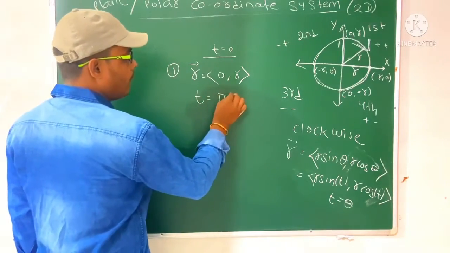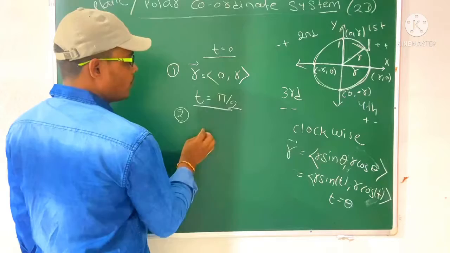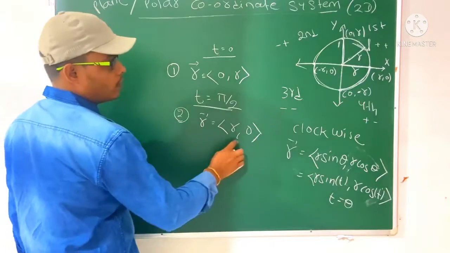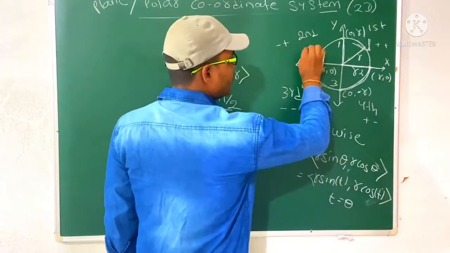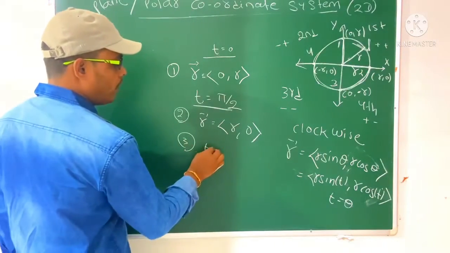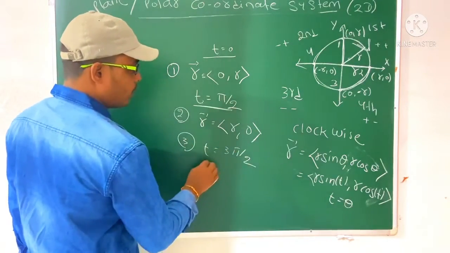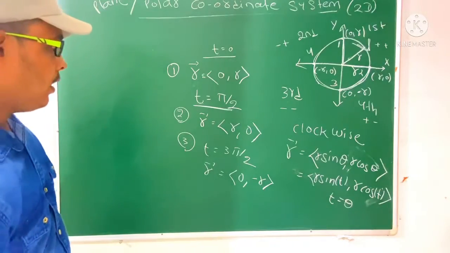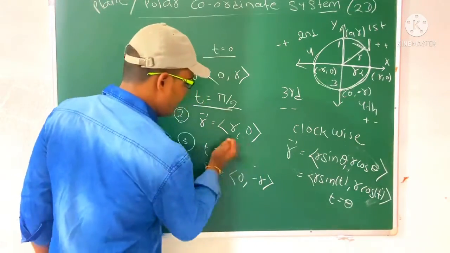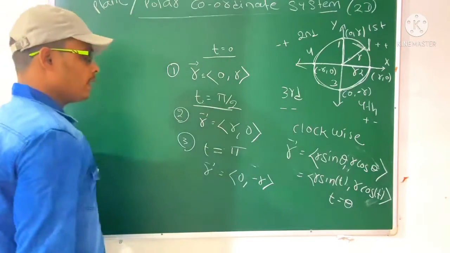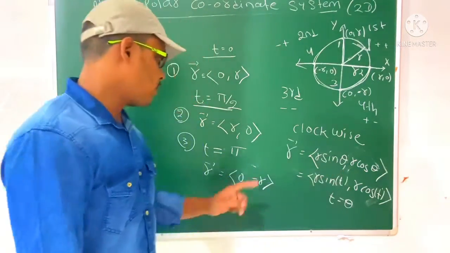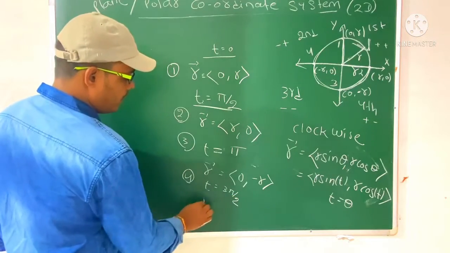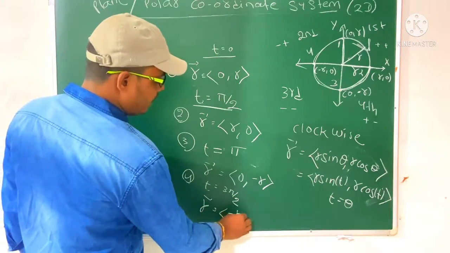When t equal to pi by 2, what will happen? That means this is your second position. So your second position will be r and 0. So this is the second, this is the third, this is the fourth. How will we find the third? You put t equal to pi, sorry, so this is pi. Then cos pi is minus 1, so you get 0, minus r. And your fourth coordinate is t equal to 3 pi by 2. Then you will get the position minus r, 0.